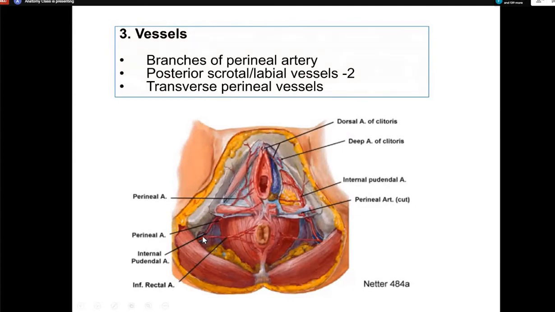But one of the branches of internal pudendal artery, that is known as the perineal artery, will pass into the superficial perineal pouch. You can see the perineal artery. So the branches of the perineal artery are the posterior scrotal and the labial vessels, two in number, and the transverse perineal vessels. Now you can see over here also, the transverse perineal vessels. These are the content of superficial perineal pouch.